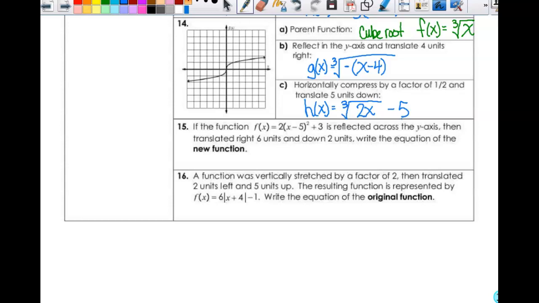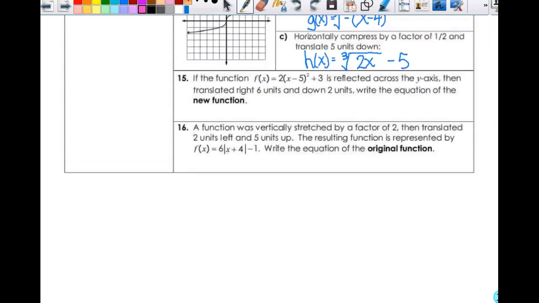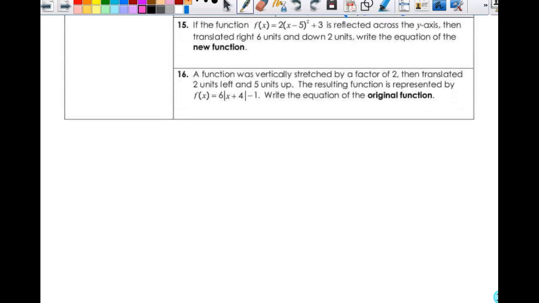Number 15. So 15 says, if this is our function, 2 times x minus 5 squared plus 3, if that function is reflected across the y-axis, then translated right 6 units and down 2 units, I want the new function. So instead of starting with a parent function, I'm starting with a non-parent function, like a cousin function maybe. And if I'm going to reflect in the y-axis, it has to be on the inside of the x, right? So that means I'd have to have a negative, and then it's going to be x plus or minus something.